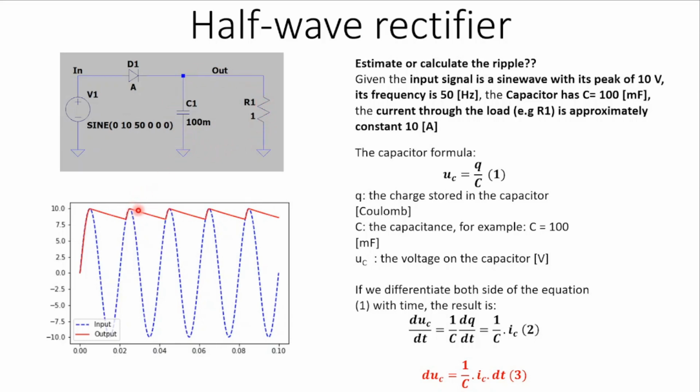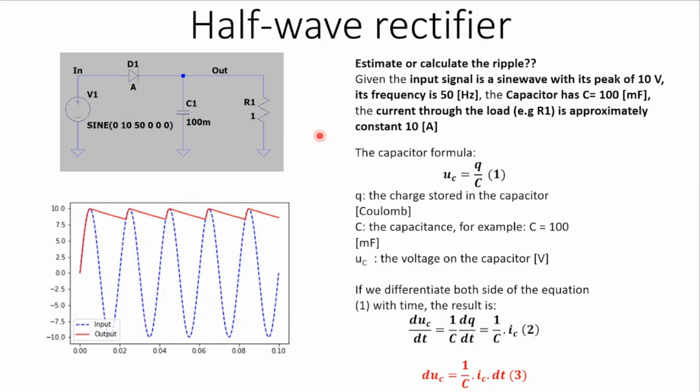That's why the voltage on the capacitor drops until here. At this point, the diode starts to conduct again, and the capacitor starts charging, where the voltage is charged until it reaches the peak value of the input, and the whole process repeats.